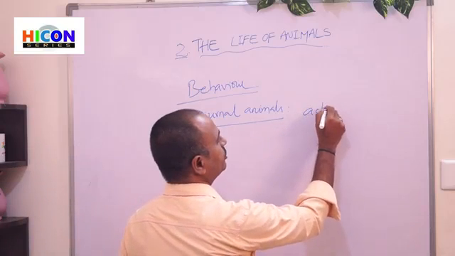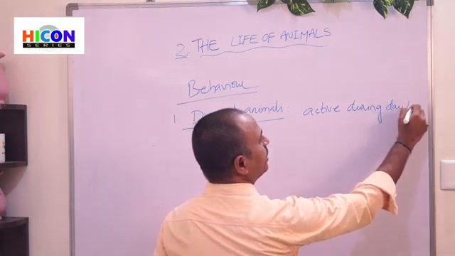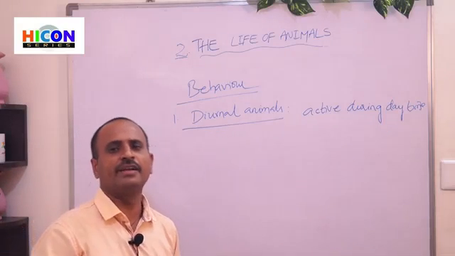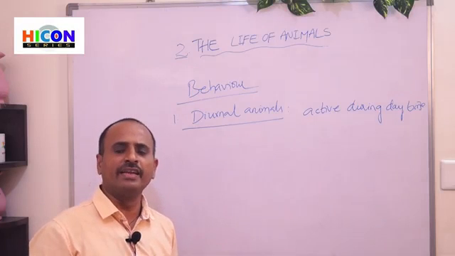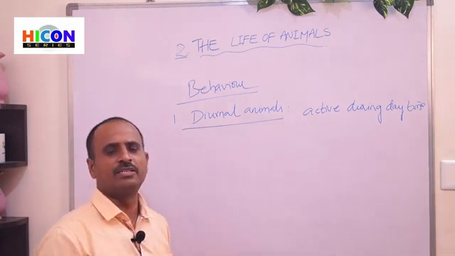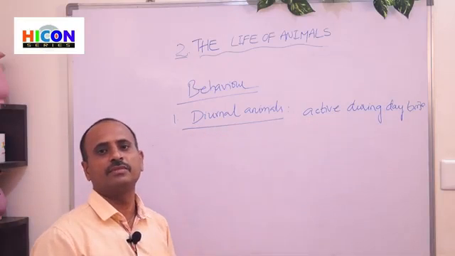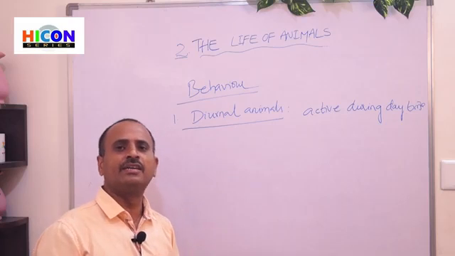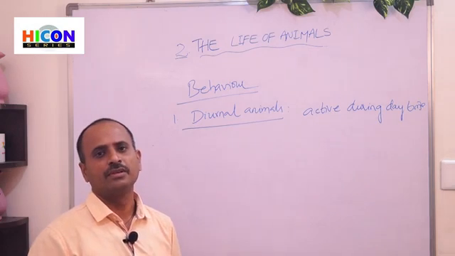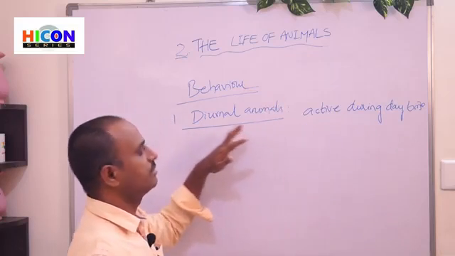Which are active during the daytime. That means active means they can move only in the daytime and they can eat only in the daytime. They will perform their daily life activities only in the daytime. So that's why those animals which are active during daytime are called diurnal animals.